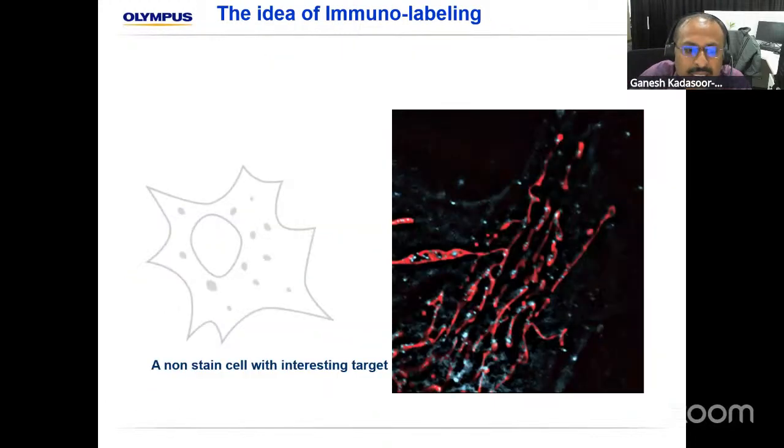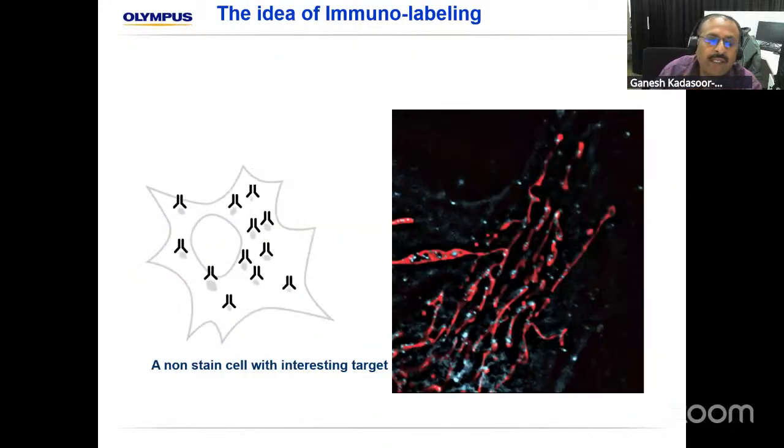So how do you label it? Suppose you have a primary antibody. This antibody has an ability to go and bind to a specific protein which is inside your cell. Now I have a secondary antibody.